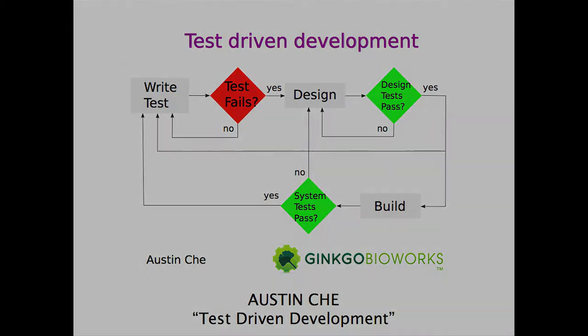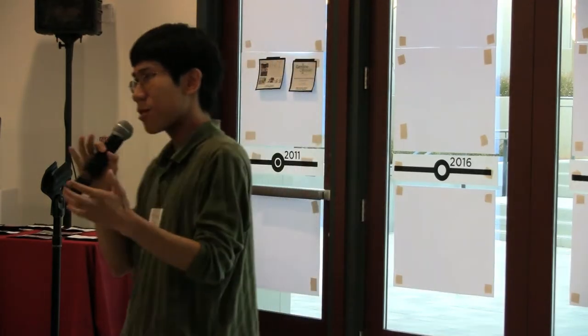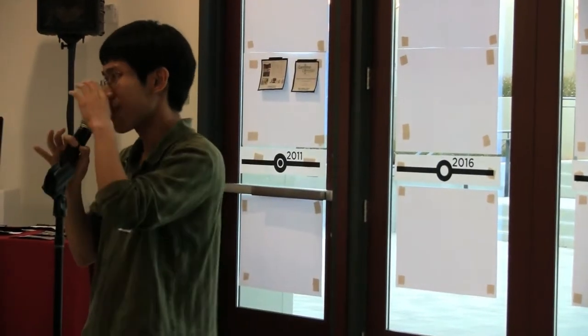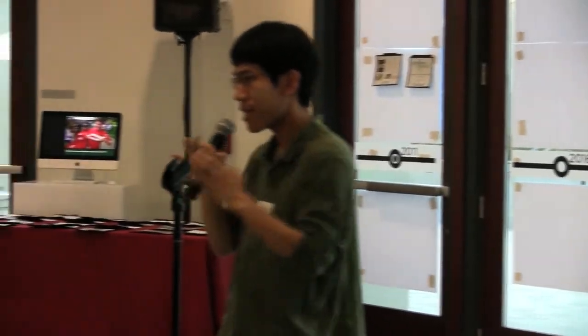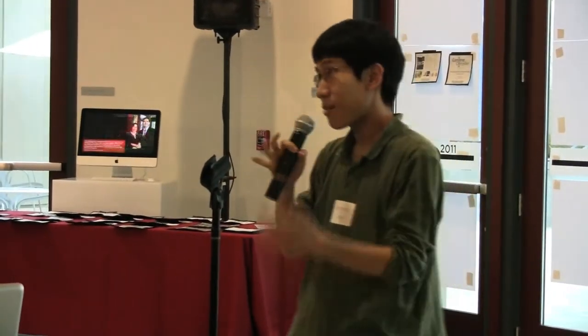I'm from Ginkgo BioWorks. So I propose to take some of the principles of test-driven development, which comes from agile software engineering, and apply them to biological engineering. Now, a lot of typical biological engineering projects go through a cycle of build, design, test. That is, the testing comes last. Test-driven development emphasizes that the testing should come first, that really it should be a test, build, design loop.